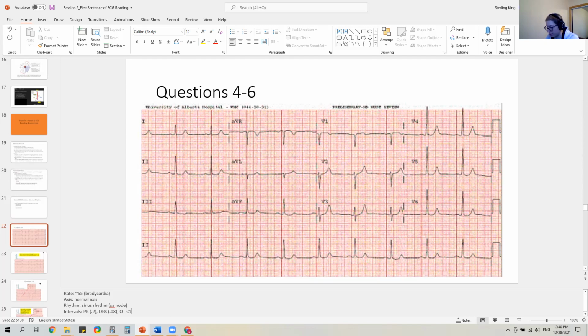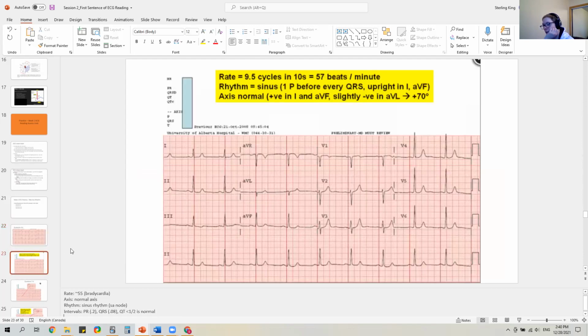Less than half is normal. So I'm going to copy this. Just go to the next page. Let's see how I did.